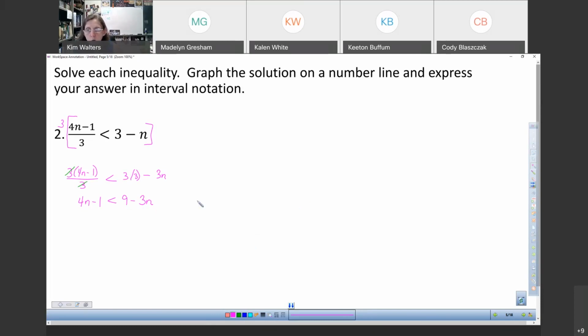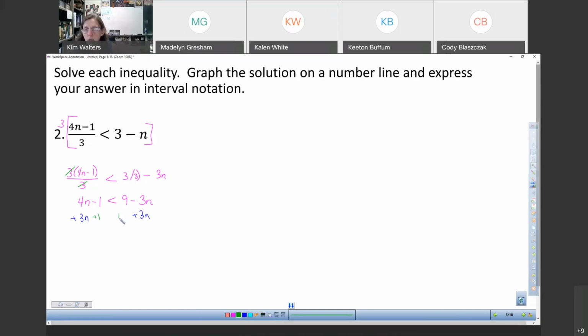What am I going to do so all my n's are on the left-hand side? Add 3. I'm going to add 3n to both sides. And at the same time, what am I going to do to get all my numbers on the right-hand side? Add 1. I'm going to add 1.